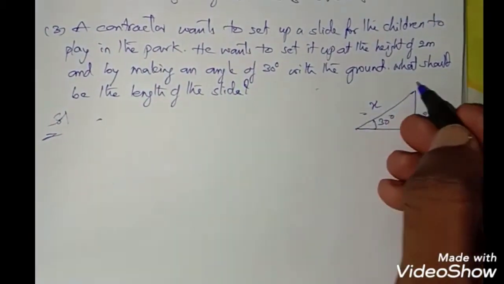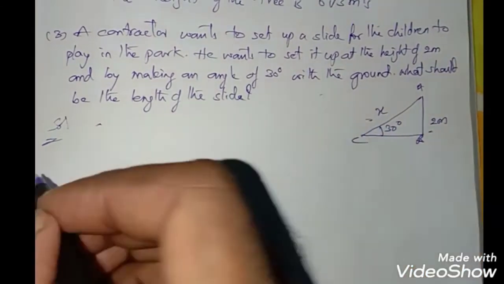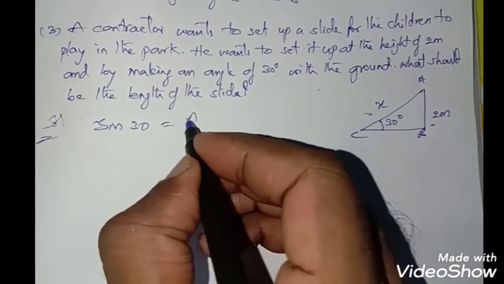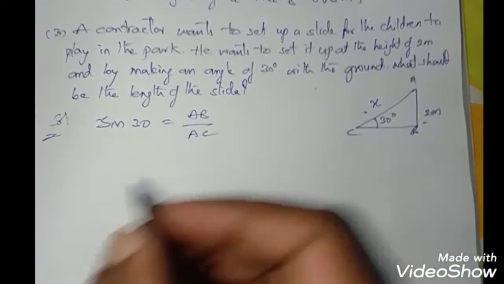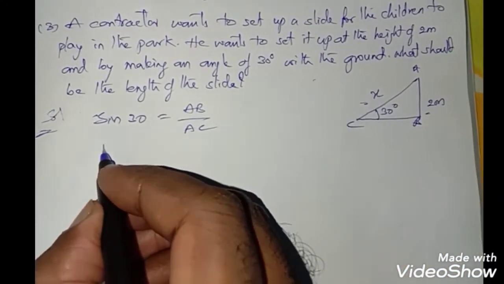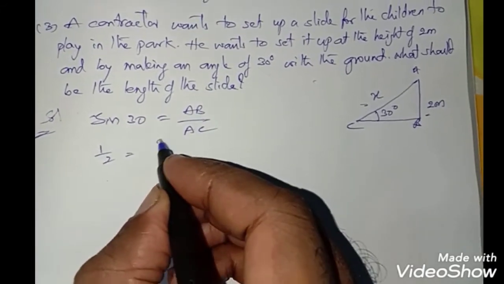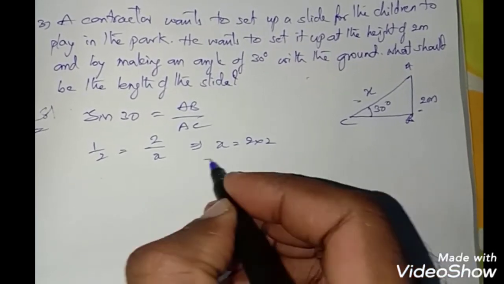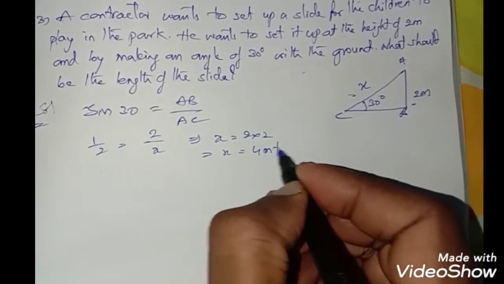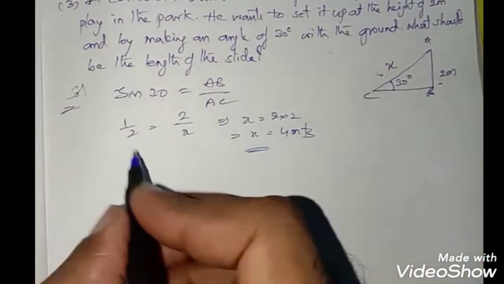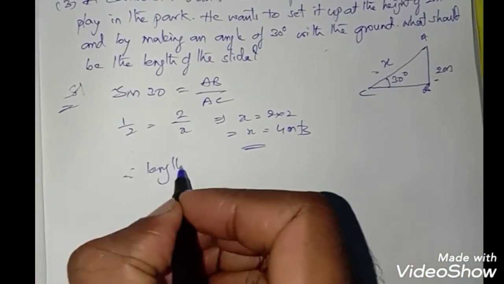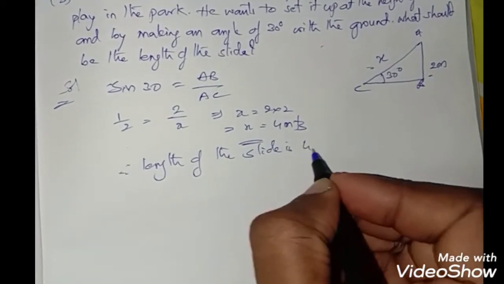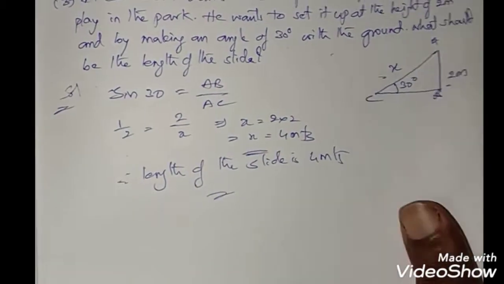So I can say this one as ABC, that is sine 30 is equal to AB by AC. Now sine 30 value 1 by 2 is equal to AB value 2 by x. Now if I cross multiply, x is equal to 2 into 2, that is x is equal to 4 meters, where the length of the slide is 4 meters. So therefore the length of the slide is 4 meters. Clear?